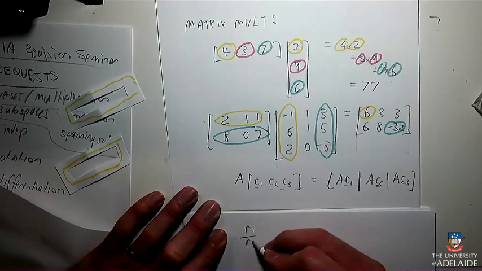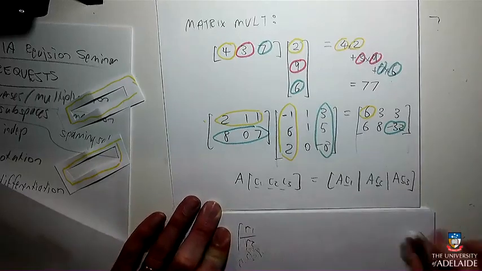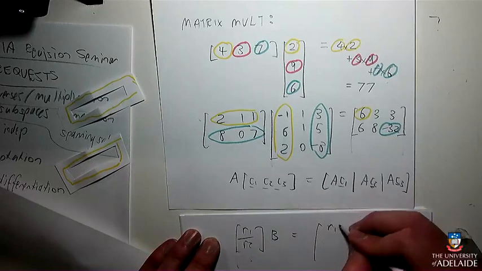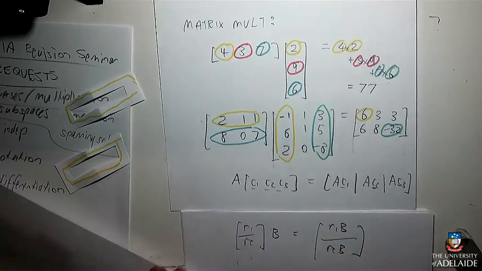Row 1, row 2, row 3, well, I'll do it with row 2 so it matches my example, times B is whatever this row is on top of whatever this row is. So you are allowed to do it row-wise or column-wise, and it works out the same, and all of these things work out the same.